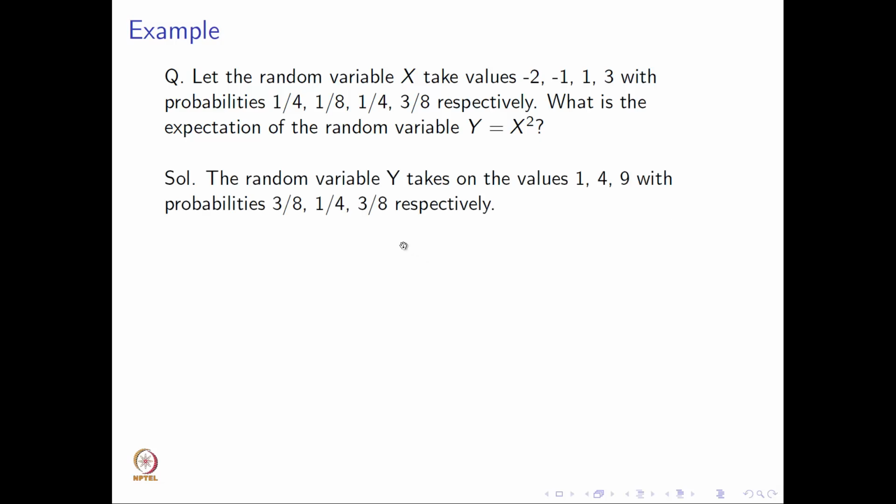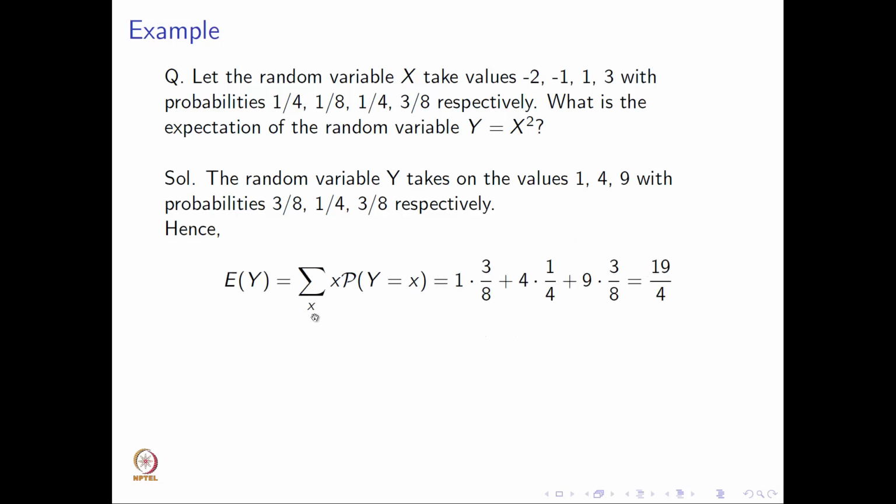So what we can do is calculate the values that the random variable y takes along with the associated probabilities, since we are aware of the relation between y and x. Thus we have y taking on the values 1, 4 and 9 with probabilities 3/8, 1/4 and 3/8 respectively. Given this information, we can simply apply the formula for expectation and calculate the expectation of the random variable y. This gives a result of 19/4.